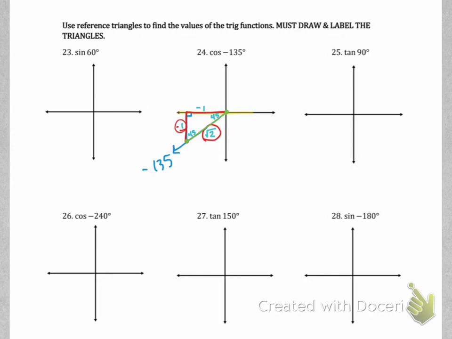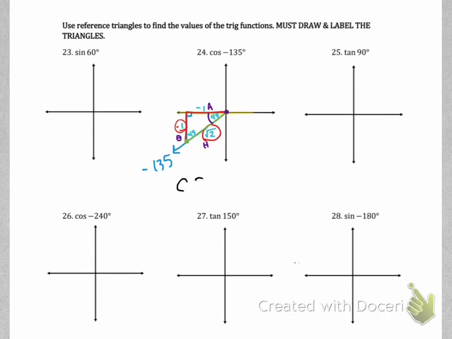Alright, I need to label theta. Theta is always the angle at the origin. Okay, so that means this 45 degrees is my theta. It's the one that's always right here at the origin. If that is theta, then that makes this the opposite, this the adjacent, and this the hypotenuse. So if I want to solve my original problem, what did they want me to find? They wanted me to find the cosine.